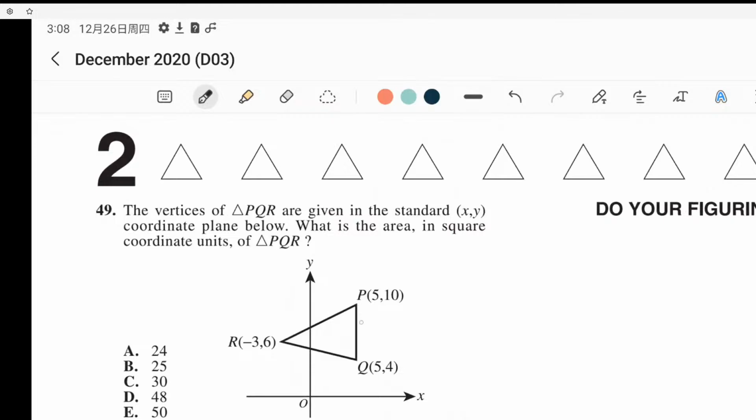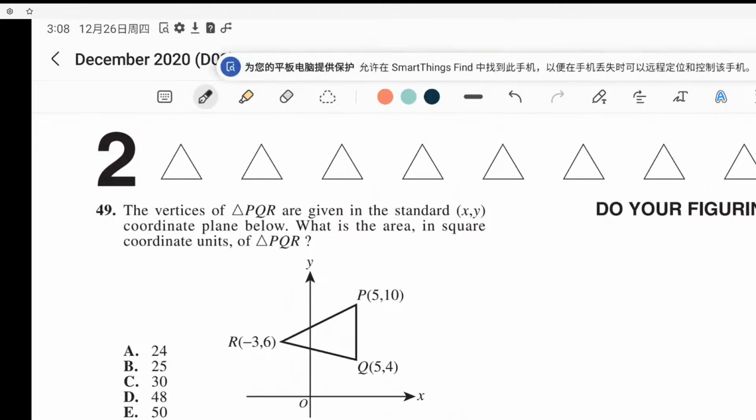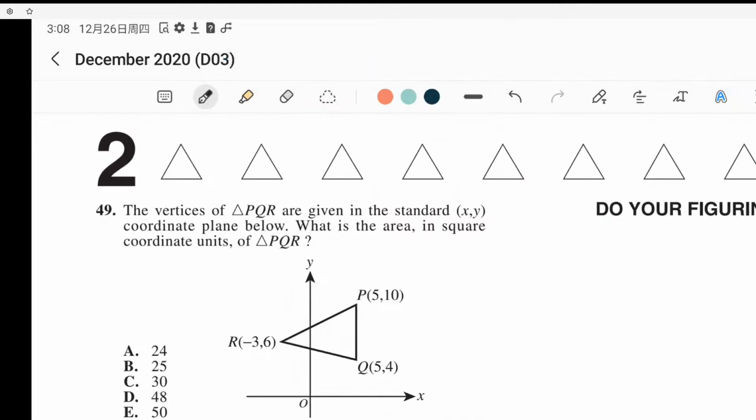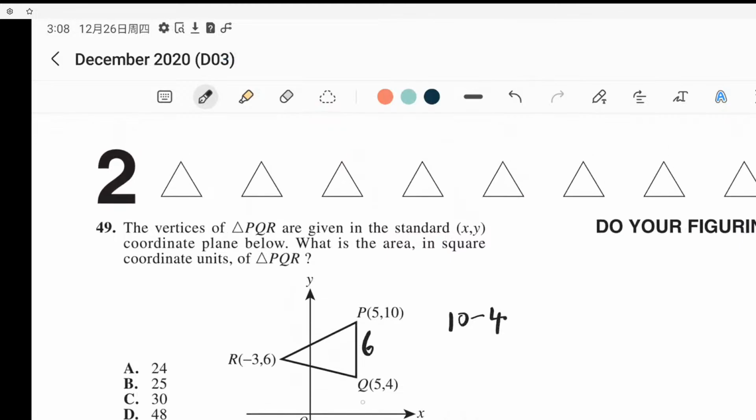So we're given the height, and this is not a regular triangle, so we cannot just use simple formulas. Instead, we must find the length. So we can find the length PQ by the equation of 10 minus 4. We're given that this equals 6. And for P and R, because this is not lying on the same x coordinate, we will not be able to just subtract the y units. Same with R and Q.